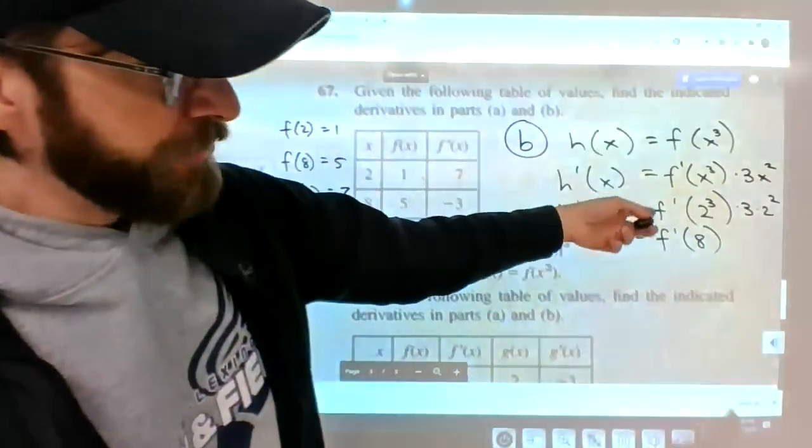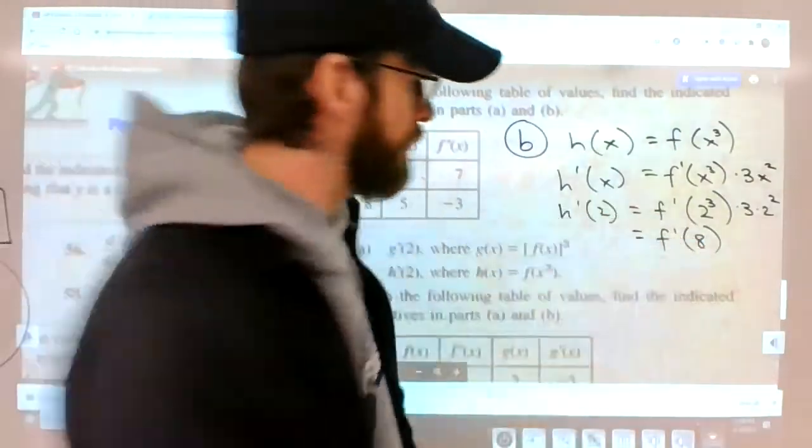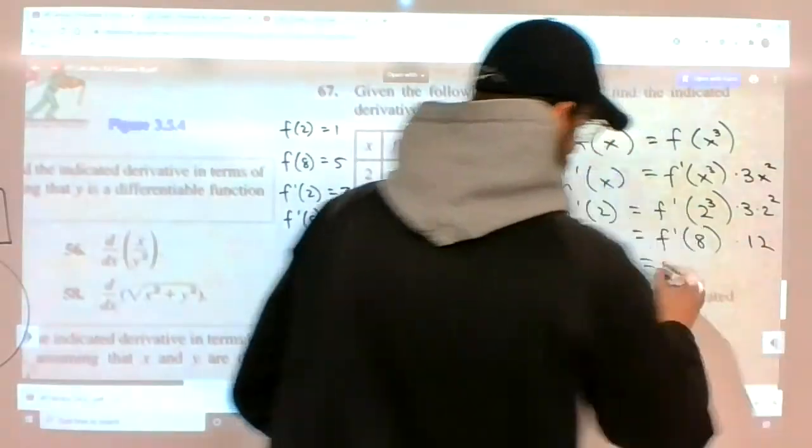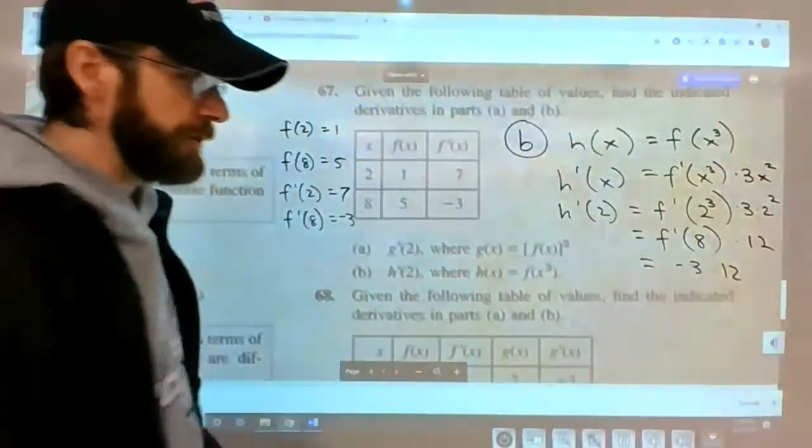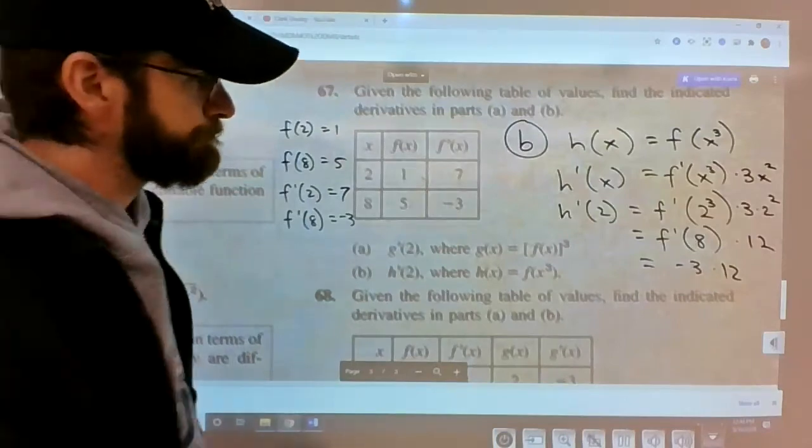I can multiply the 3 and the 2 squared. That's going to be 12. F prime of 8 is negative 3. Your answer? Negative 36.